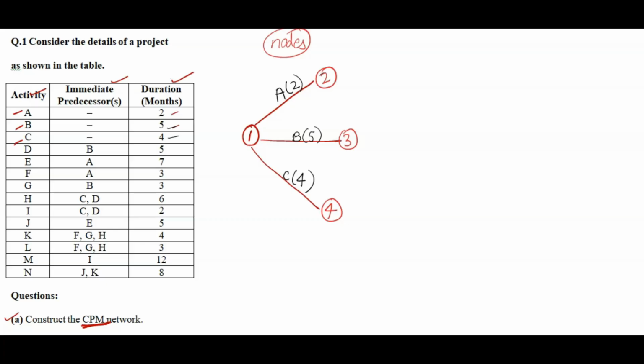So next, now you have to see A, B, C are completed. Next we have D. So for D, the predecessor is B. Okay, what does it mean? Before D we have to perform B. So one thing is clear, that D activity will start after B. So D activity will start from here, the third node.